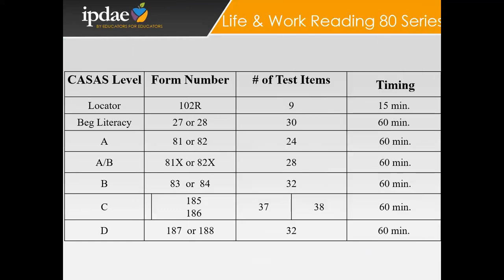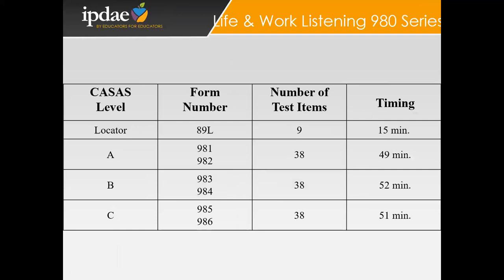So the Life and Work Reading series, there are 4 levels of pre and post tests from level A to level D, and students have up to an hour to complete their test. Life and Work Listening series, there are 3 levels of pre and post tests from level A to level C, and tests take between 40 and 51 minutes to complete.